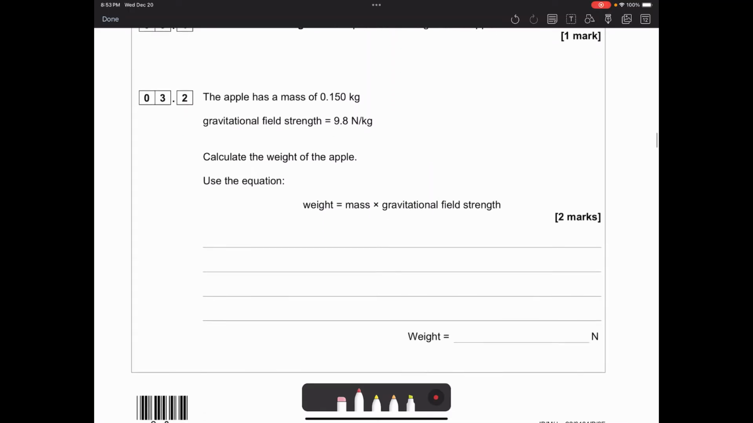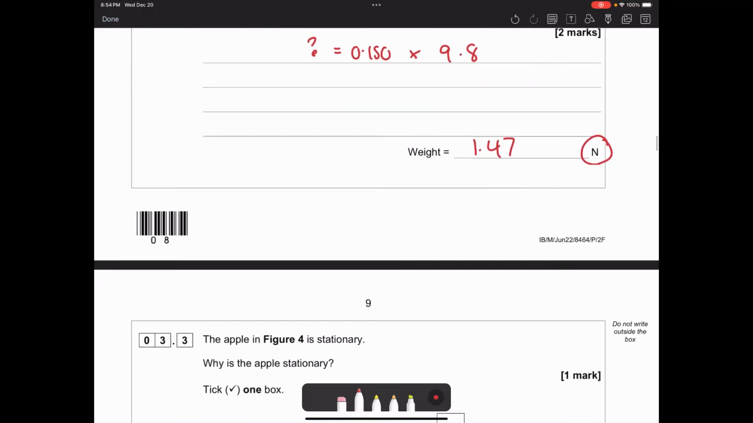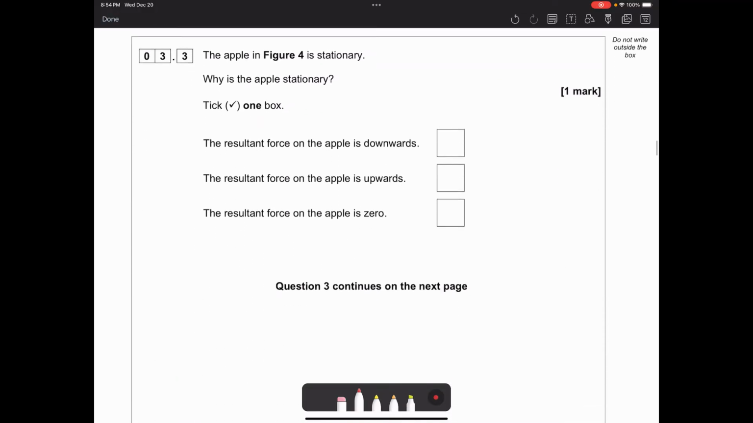It then says the apple has a mass of 0.150 kilograms, and the gravitational field strength is 9.8. Calculate the weight of the apple, and it gives you the equation. So you don't need to rearrange it. Your mass is 0.150, gravitational field strength is 9.8. You literally times them together to give you 1.47, and the unit's already given to you, newtons. So the weight of the apple would be 1.47 newtons.